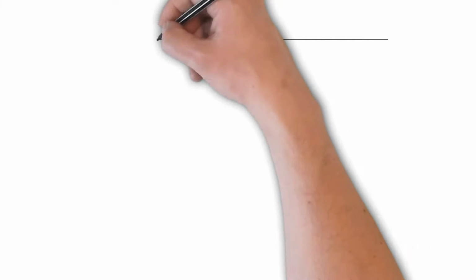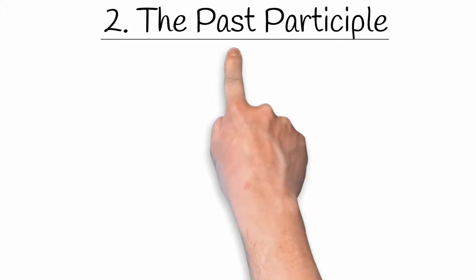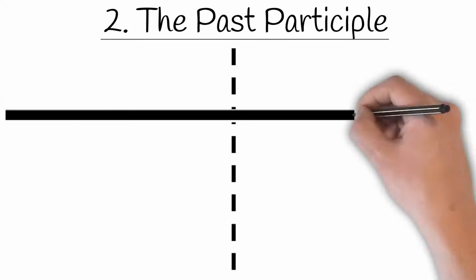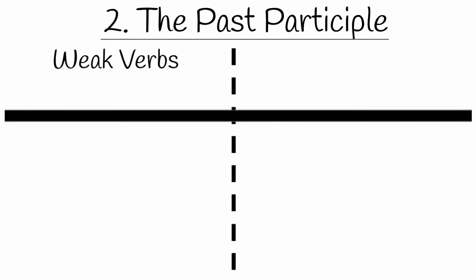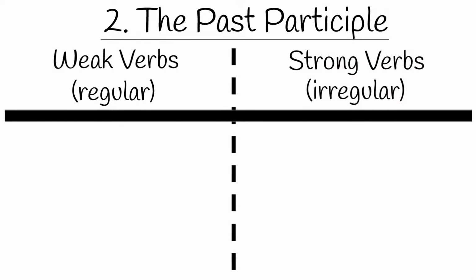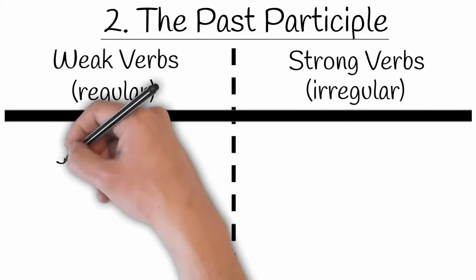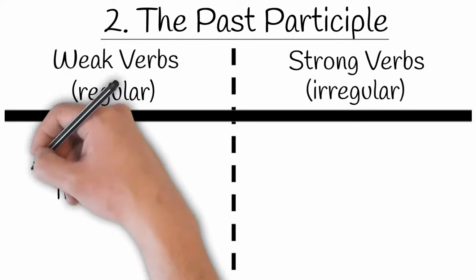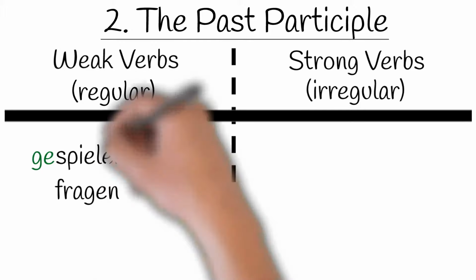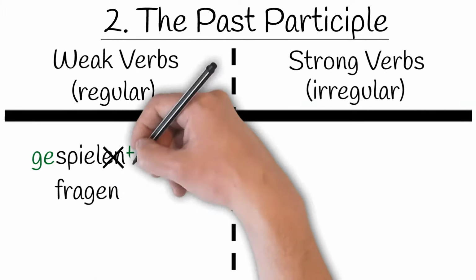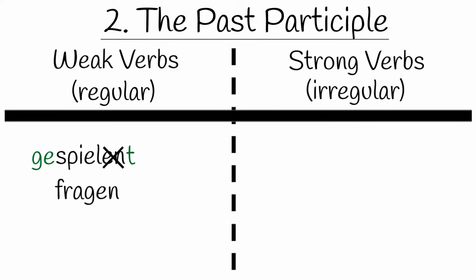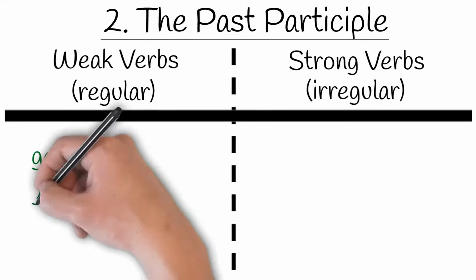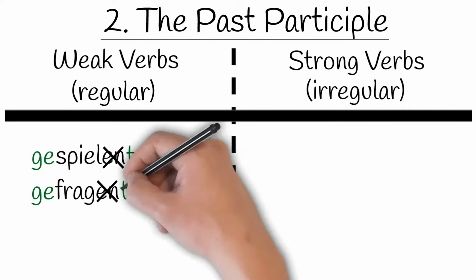We're going to look in more detail at the second element, the past participle. Now, German verbs can be separated into 2 categories: weak verbs, which are usually regular, and strong verbs, which are usually irregular. Examples of weak verbs are spielen and fragen. Now, what we do with weak verbs, and this is the normal pattern, is we add GE to the front of the verb and we chop off the en at the end and instead add a t. So played is gespielt, as we've already seen, and asked is gefragt.